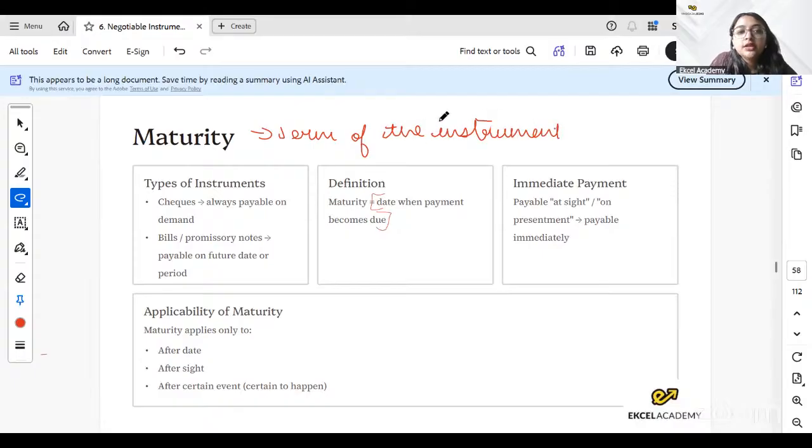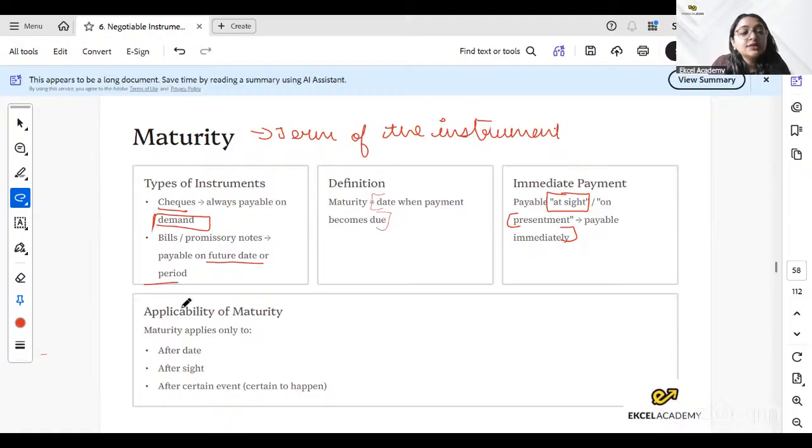So what are the different types of instruments that are there? Your checks, we understood in the beginning itself, are always payable on demand. What were the two additional conditions of your check? It is a bill of exchange which is payable on demand and drawn upon a specified banker. Your bills or promissory notes are payable either at a future date or a specific period. Immediate payment is payable at sight on presentment, which is payable immediately.